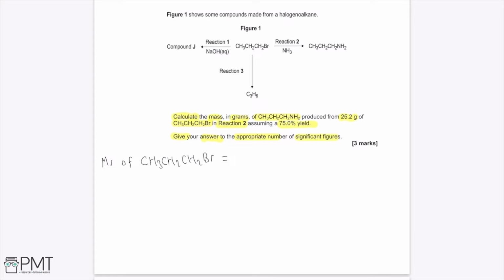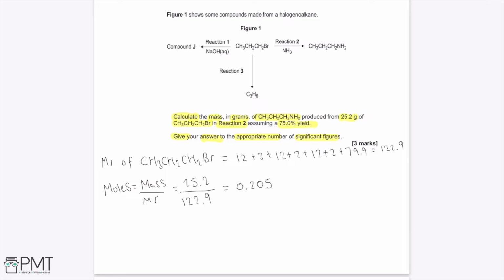So if you then apply this to our halogen alkane, we will have 12 plus 3 plus 12 plus 2 plus 12 plus 2 plus 79.9. And when we sum this together, we will get an Mr of 122.9. We can now use our mole equation of moles equals mass over the Mr, where we have the mass as 25.2 and our Mr of 122.9, and this will give us a value for the moles of 0.205. And this gets us our first mark.